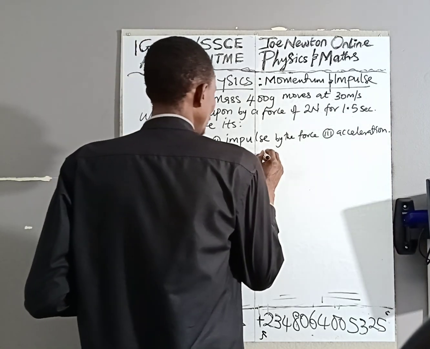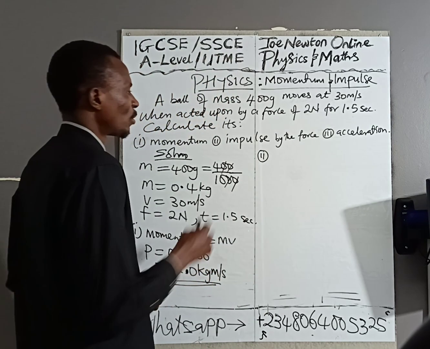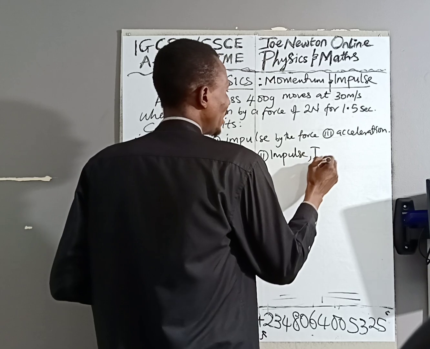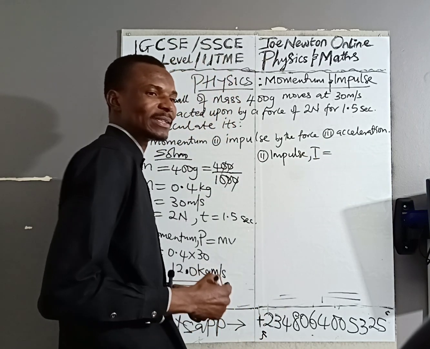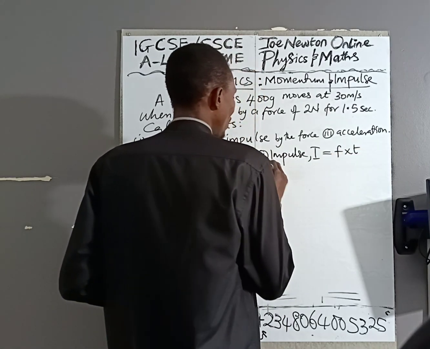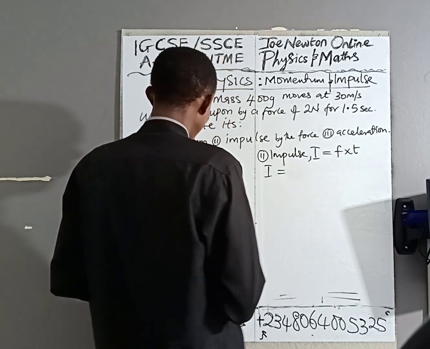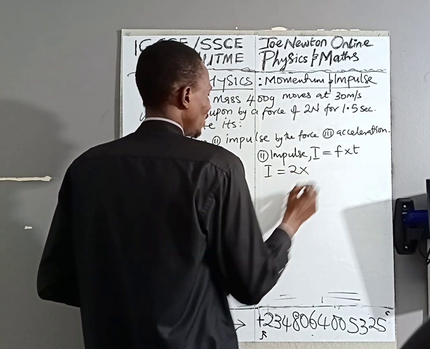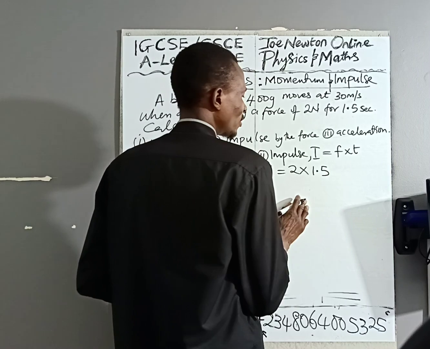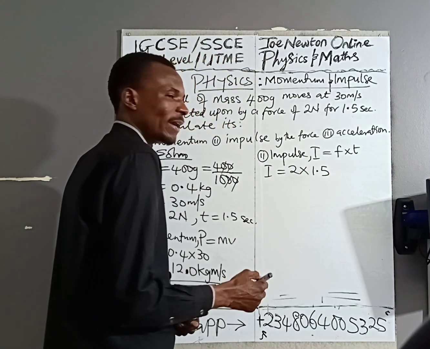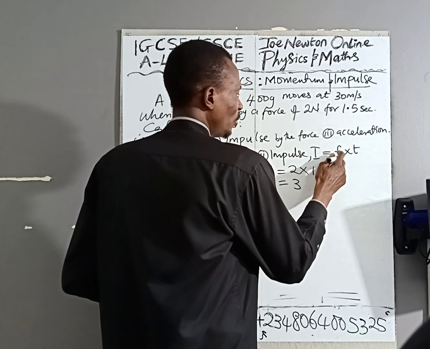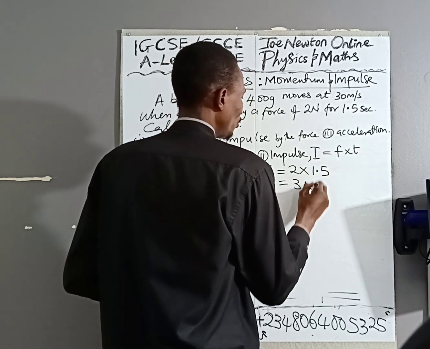Okay? We go to part two. Part two asks us for impulse. The impulse, which we represent with I, is equal to average force that acted times time, F times T. So our impulse is equal to the average force given, which is 2 Newton. The average time for which it acts, the total time it acts, is 1.5 seconds. So 2 times 1.5 gives us what? 3. Force is in Newton, time is in seconds, 3 Newton seconds.